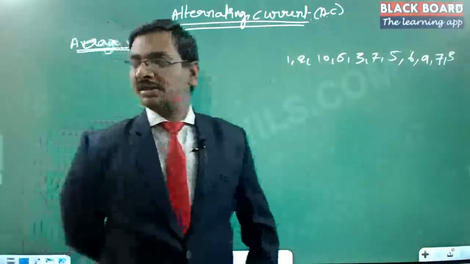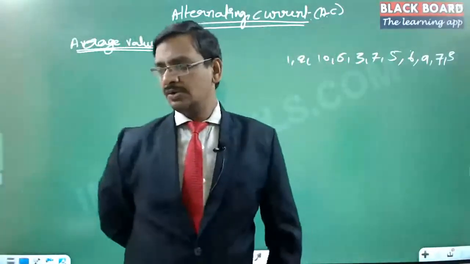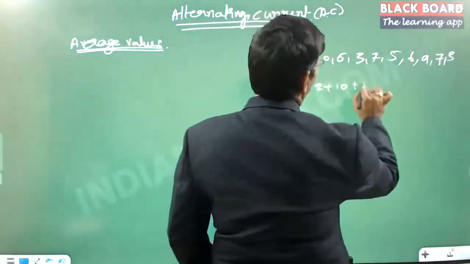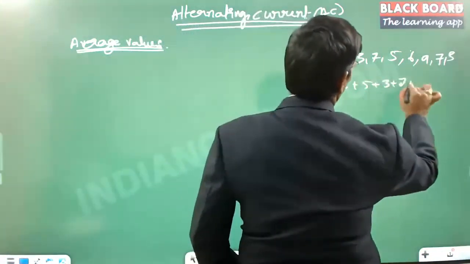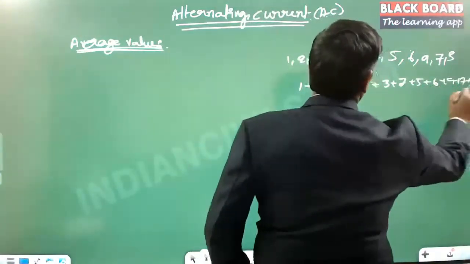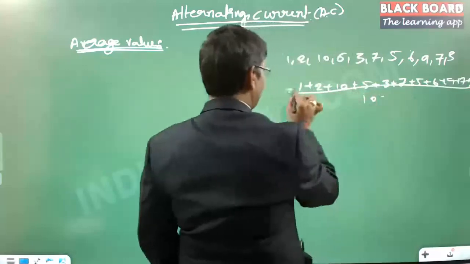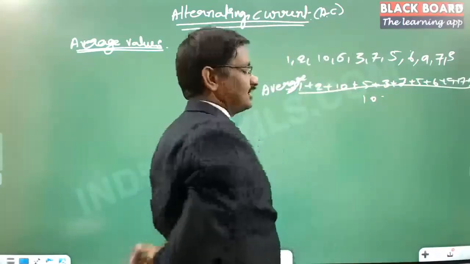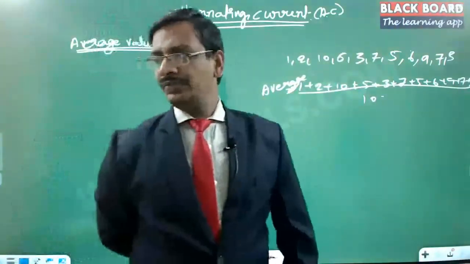Now if I ask you to calculate the average of these values, how do you calculate? You will add up everything: 1 plus 2 plus 10 plus 5 plus 3 plus 7 plus 5 plus 6 plus 9 plus 7 plus 3, divided by 10. This is the way we calculate the average value.